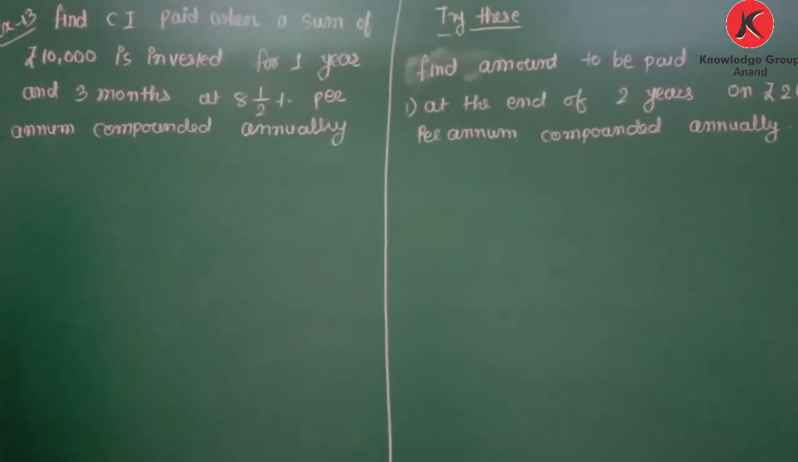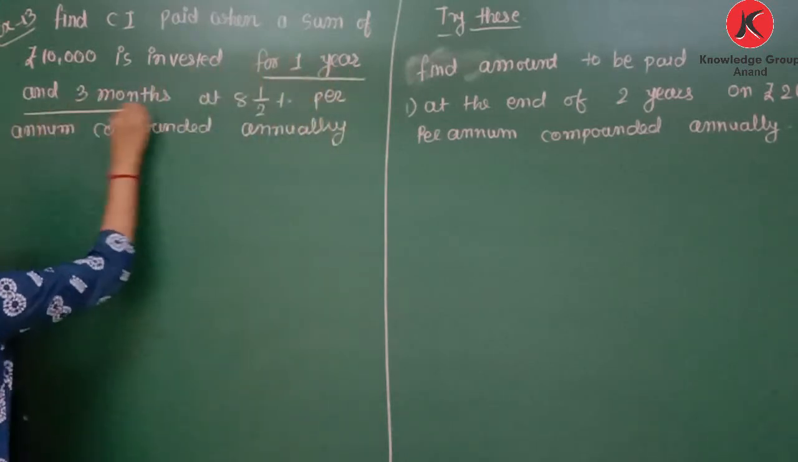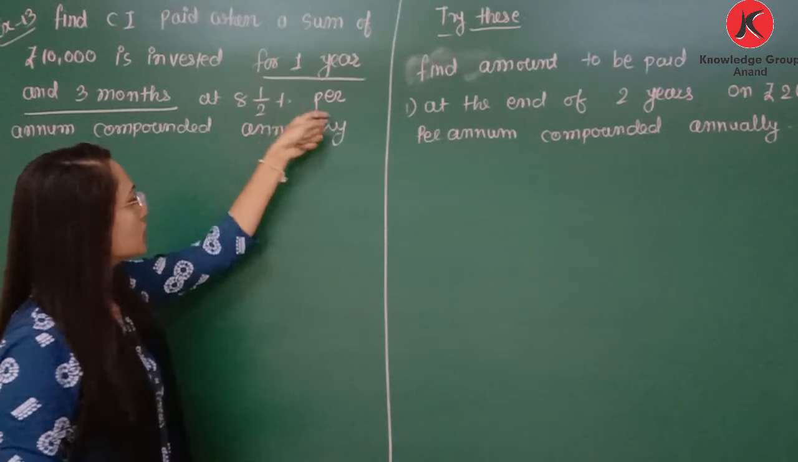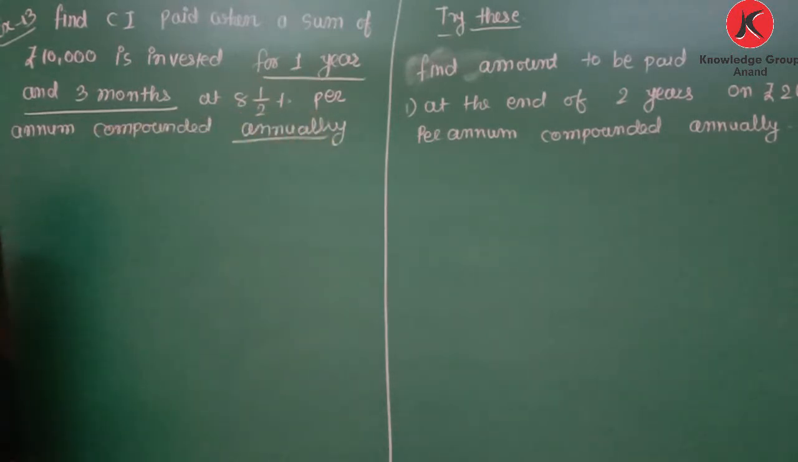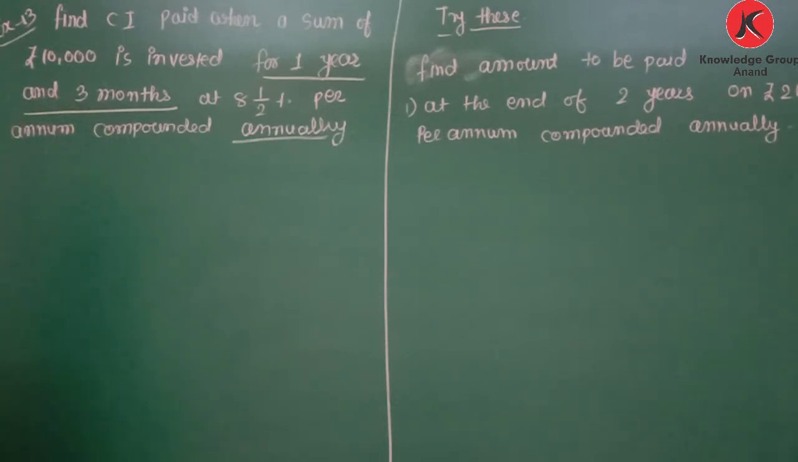Now let's take example 13. Find the compound interest paid when the sum of 10,000 is invested for 1 year and 3 months. So here the time is given, 1 year and 3 months, at 8 1/2% per annum compounded annually. Compounded annually is given, which means your rate of interest remains the same and the time period remains the same.